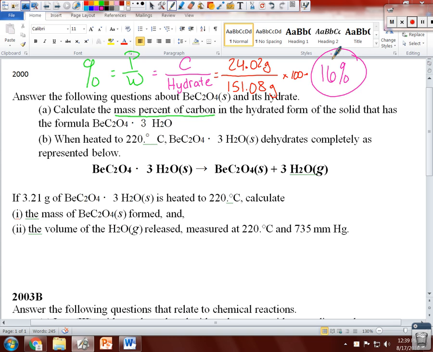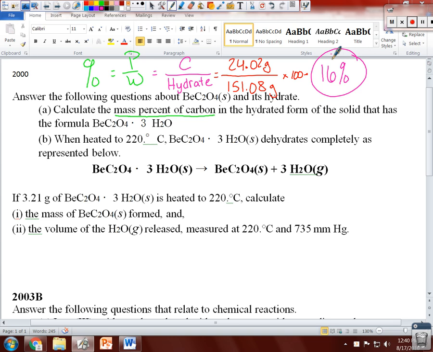Now, my basic message is if you ever see a percent question, please do not miss it. They are way too simple. Hypothetically, what if the question was, what is the mass percent of water in the hydrated form? Other than the answer, what part of this would change? It'd be the H2O. It would be whatever the mass of water is, which is 18.02 times 3, and you'd plug that number in on top.